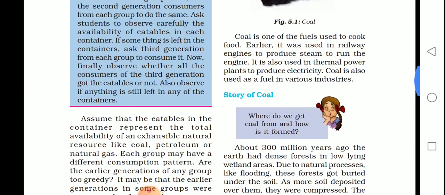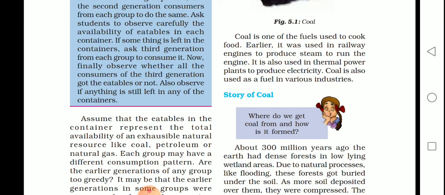So how is this coal formed and where do you find it? About 300 million years ago, the earth had dense forests in low-lying wetland areas. In those areas, what happened? Due to natural processes like cyclones or flooding, these lowland areas with dense forest were covered by a layer of soil. After many years, the layer covered by soil, due to compression, went deeper and deeper into the earth.